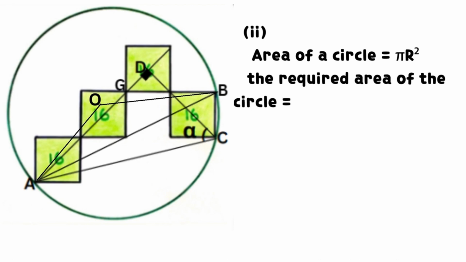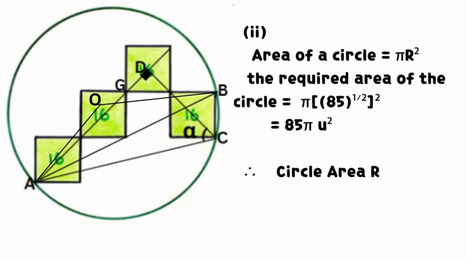For question 2, the area of a circle equals pi times the square of r. The required area of the circle equals 85 times pi square units. Therefore, the required circle area equals 85 times pi square units.